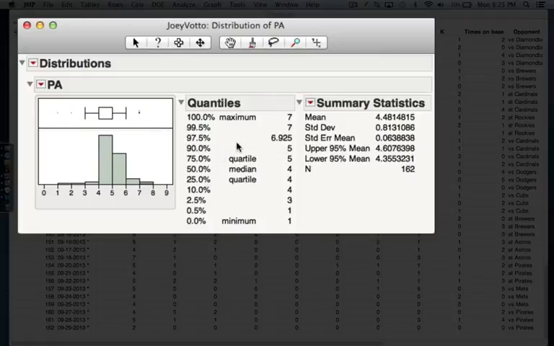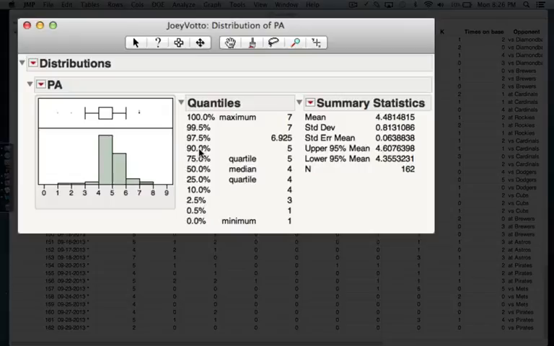Now looking at our summary statistics and quantiles information. When looking at quantiles, the most obvious and basic way to start is usually at the median, and that's the point where half of the data falls above the point and half falls below. So we see that the median is at 4, just as the mode was. By looking at either the quantiles or the graph, we can see that the maximum, or the highest data point, is at 7, and the minimum is at 1.